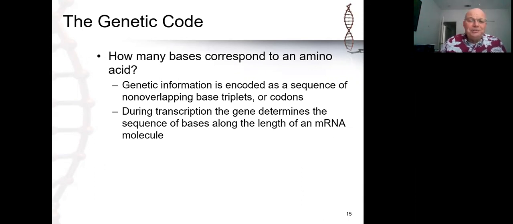The other combinations like that were relatively easy to figure out as well. So poly A, poly G, poly C were all fairly easy to figure out. But then once you started combining things together in all the other possible triplet combinations, it became a whole lot more difficult to figure out.